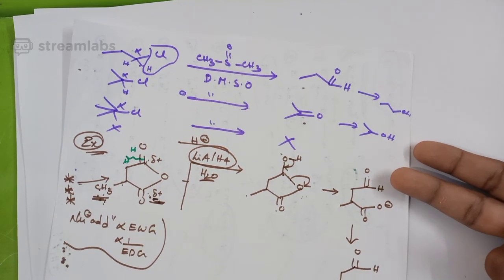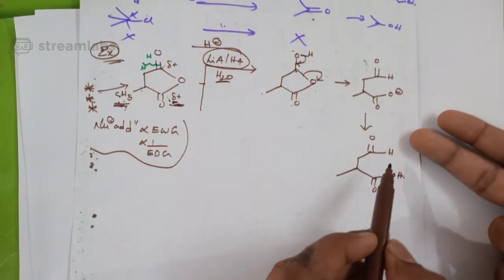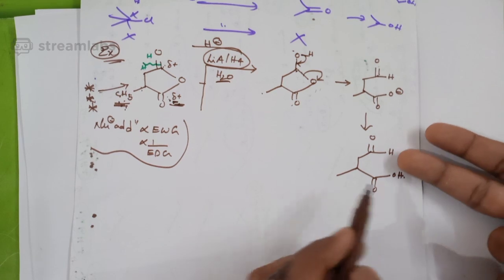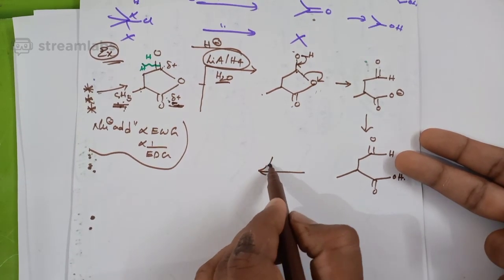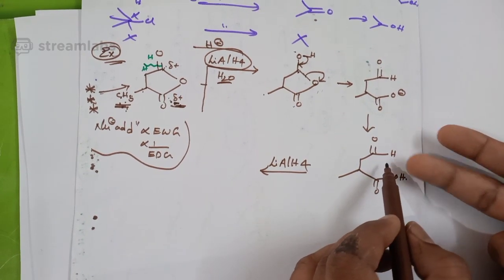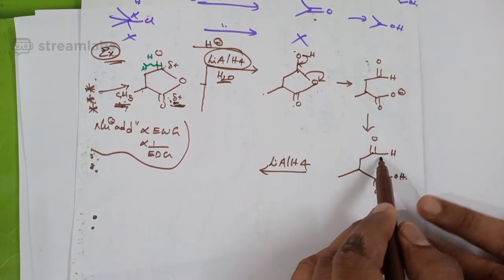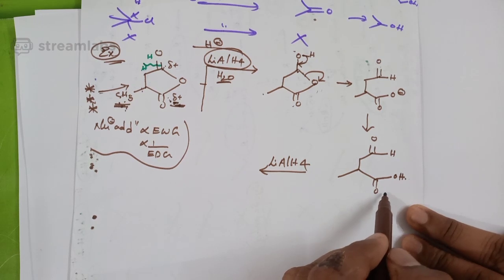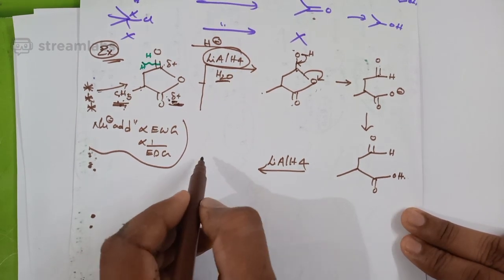That's it. So now see, I'll show you. Now we have one side aldehyde, one side carboxylic acid. But if I take excess of LiAlH4, see, aldehydes also can reduce. Aldehydes reduce to alcohol, and carboxylic acid is also reduced to alcohol. Check the earlier table, you will get an idea.